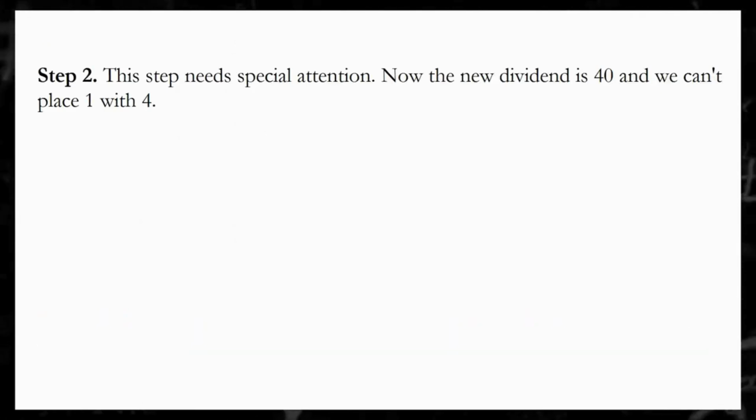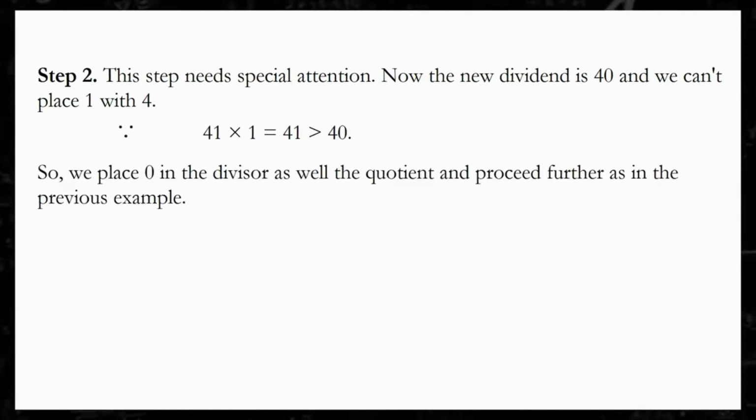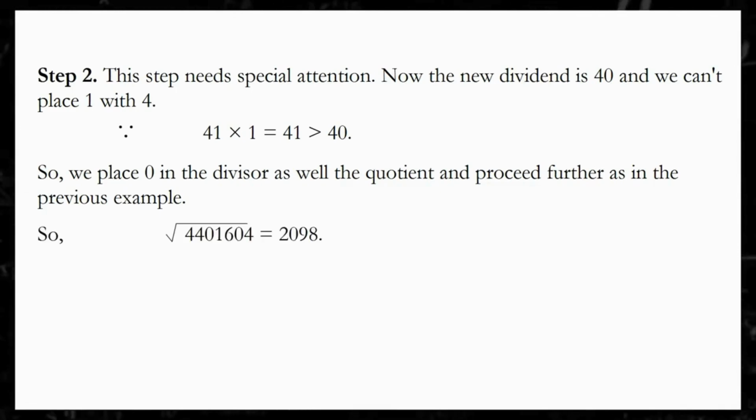Step 2. This step needs special attention. Now the new dividend is 40 and we can't place 1 with 4, because 41 into 1 is equal to 41, which is greater than 40. So, we place 0 in the divisor as well as the quotient and proceed further as in the previous example. So, square root of 44,01,604 is equal to 2098.